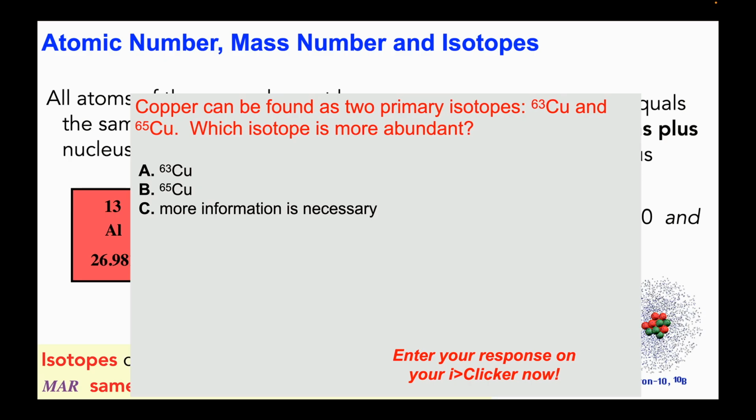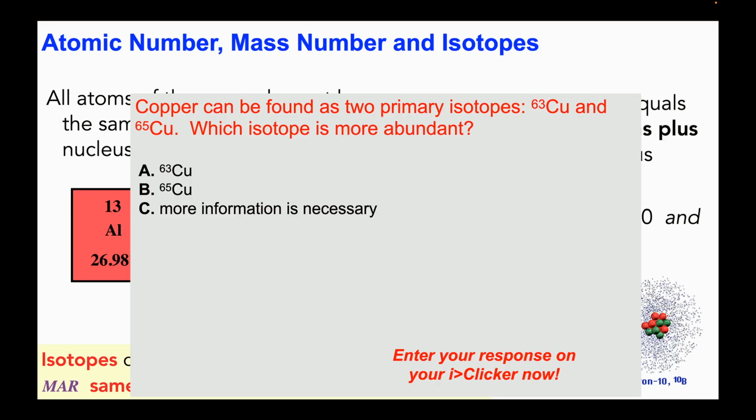Great segue to this question. Copper can be found in 2 primary isotopes, copper-63 and copper-65. Which isotope is more abundant? It might be tempting to think more information is necessary, but what you can do is just look at the periodic table for copper. Now, copper's number 29. That's the atomic number. Copper has 29 protons. And here we're talking about 2 isotopes of copper, copper-63 and copper-65.